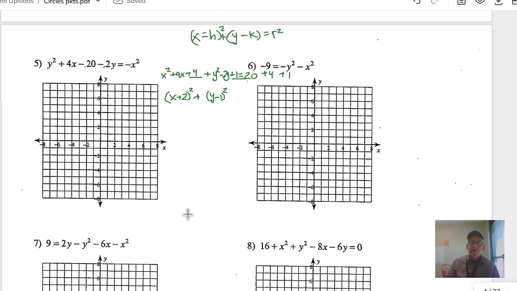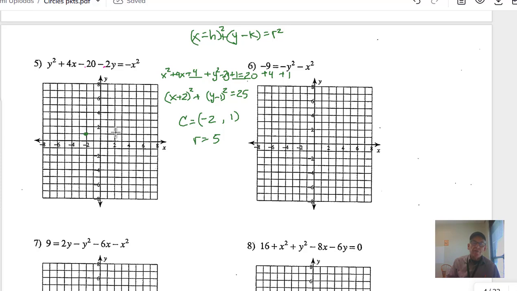And because I threw a 1 in there on the left, I have to throw a 1 on the right. So totally we got x plus 2 quantity squared plus y minus 1 quantity squared has to equal 25. Now we've got enough to find the center, which is at negative 2 and positive 1. Remember, it's still the opposite of these, and the radius is going to be the square root of 25, which is 5.